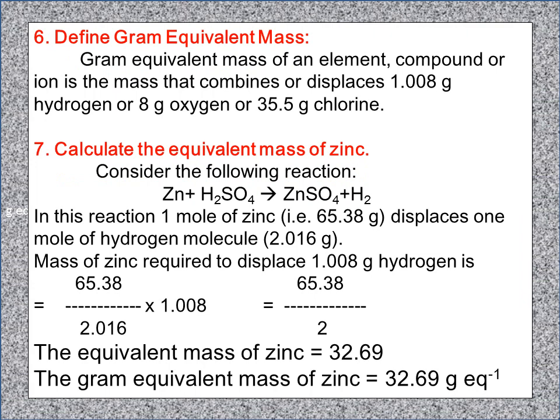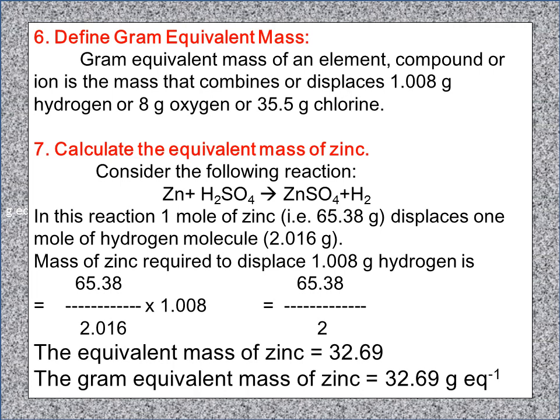How will you define equivalent mass or gram equivalent mass? Gram equivalent mass of an element, compound or ion is the mass that combines with or displaces 1.008 grams of hydrogen or 8 grams of oxygen or 35.5 grams of chlorine. Mass of that compound which can combine with 1.008 grams of hydrogen or displaces 8 grams of oxygen or 35.5 grams of chlorine is called gram equivalent mass.